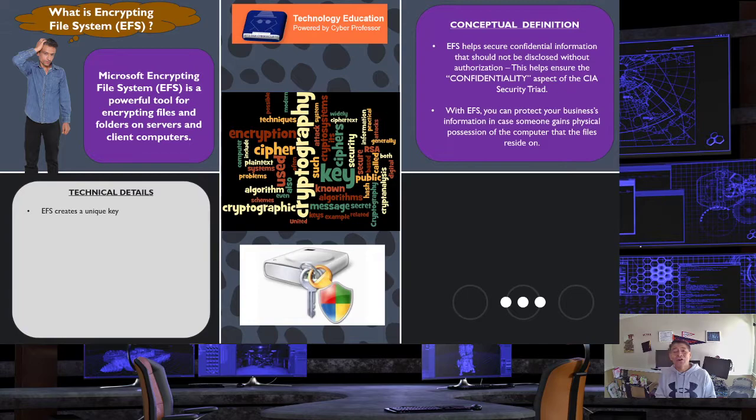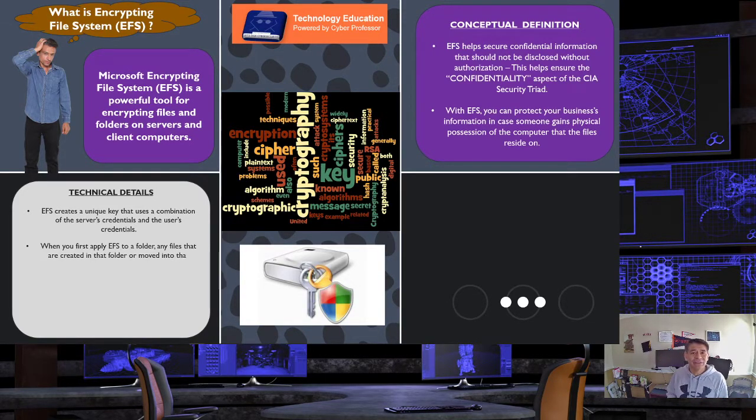EFS helps secure confidential information that should not be disclosed without authorization. By doing so, EFS supports the confidentiality aspect of the CIA security triad. The CIA security triad being the confidentiality, integrity, and availability of your data. With EFS, you can protect your business information even in the event that somebody gains control of the physical hardware where your data resides. The way that EFS works in technical terms is as follows.